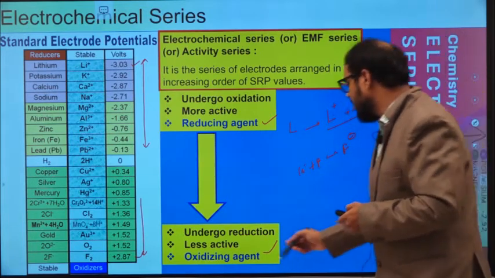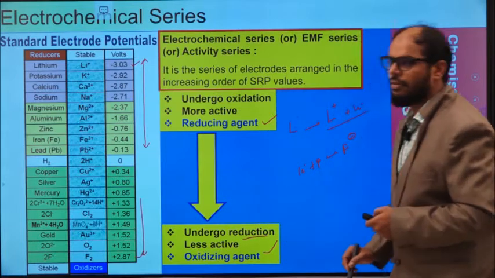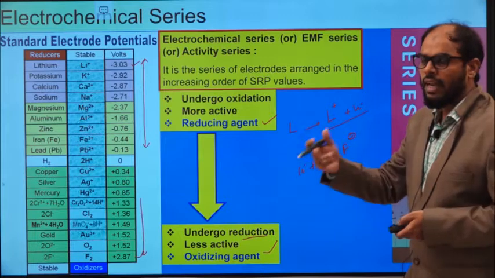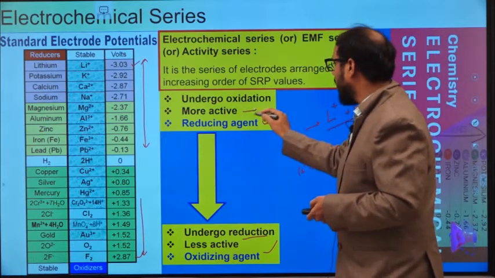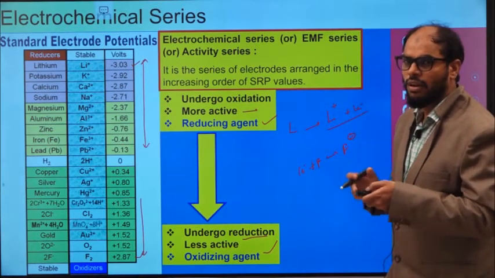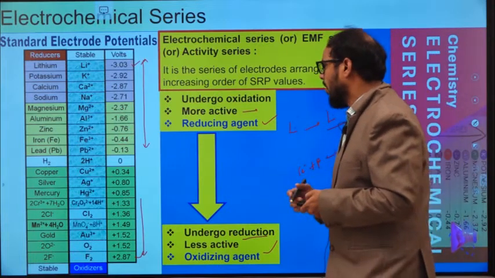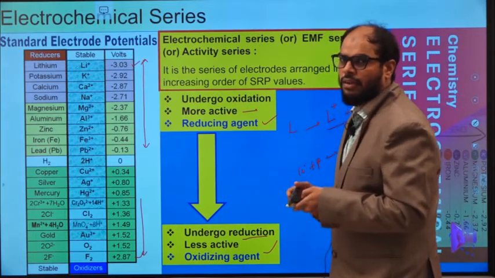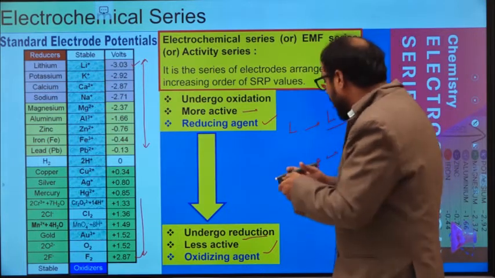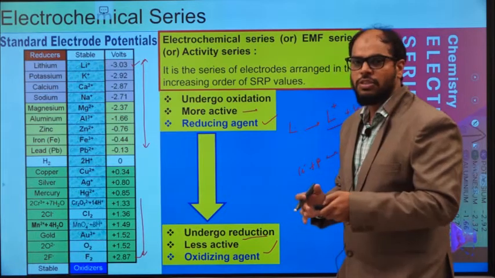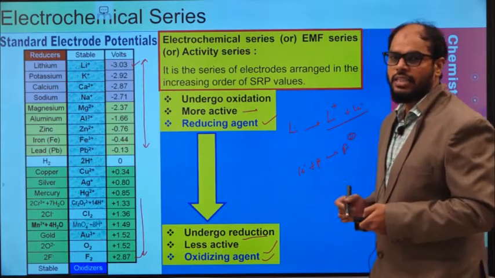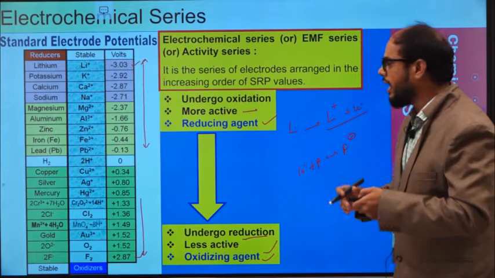And these elements are less active. That means they don't participate in giving electrons. And we have elements on the top of the electrochemical series which are more active. That means these elements have more tendency to lose electrons. Since these elements have more tendency to lose electrons, they are the best reducing agents. And we have elements at the bottom of the electrochemical series which are strong oxidizing agents, and these oxidizing agents have more tendency to accept electrons.